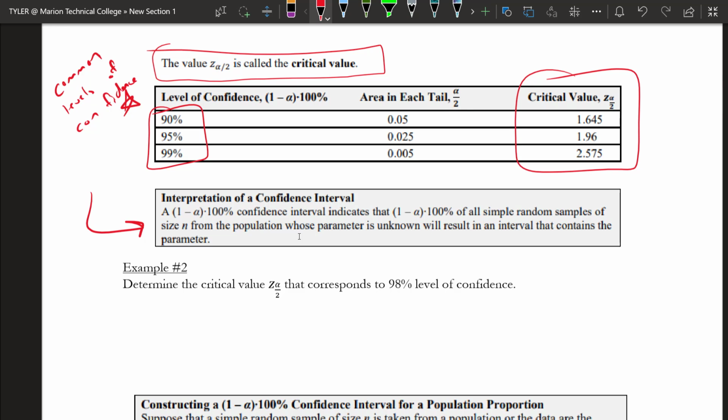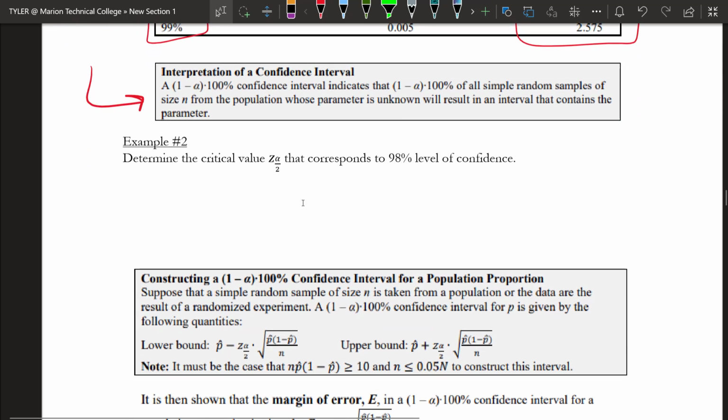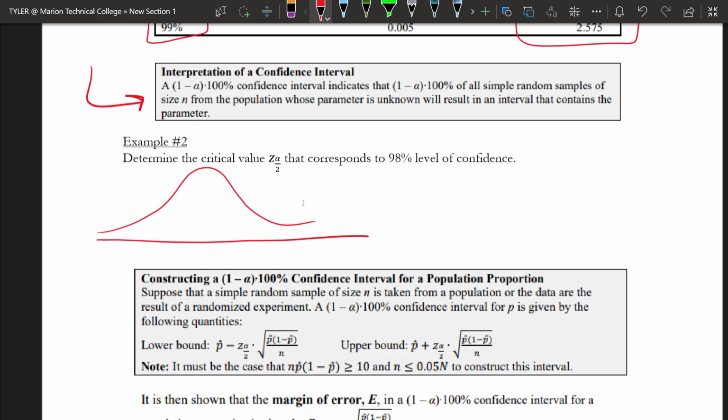Commonly used, right? So in example 2, what I have is determine the z sub alpha divided by 2 that corresponds to 98% level of confidence, right? And I picked one that's not common, so that way you could figure out these values on your own as well, right? So the general idea, if I draw a normal distribution, is that I'm going to have 2 marks here and here that are symmetrical about the mean. And what I want in between here and here is 98% of the data, right?